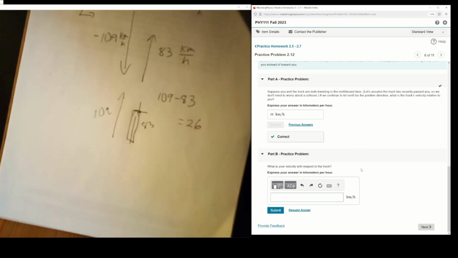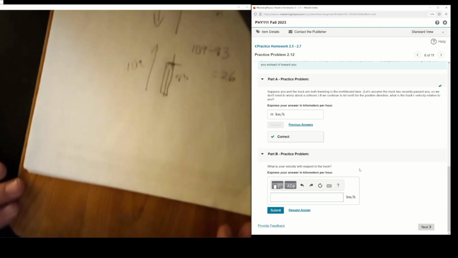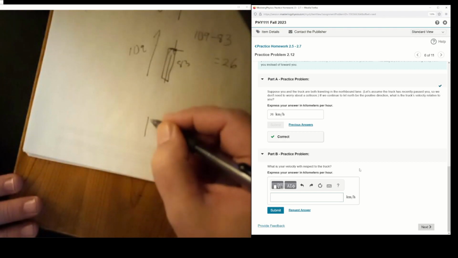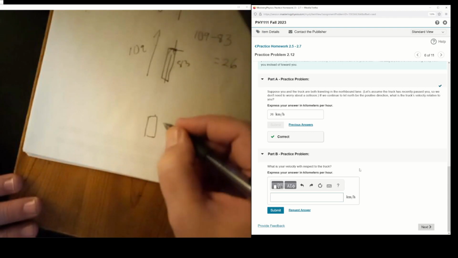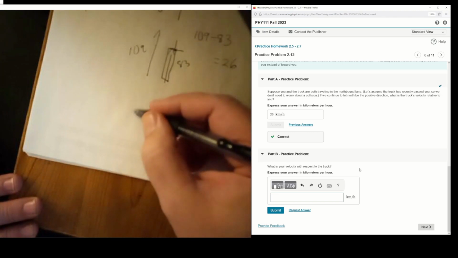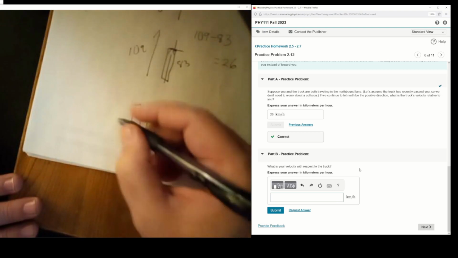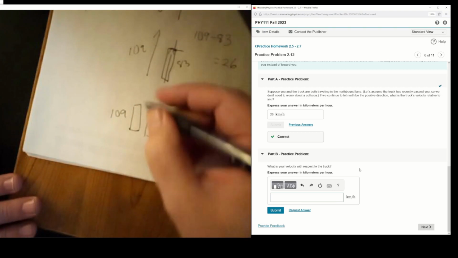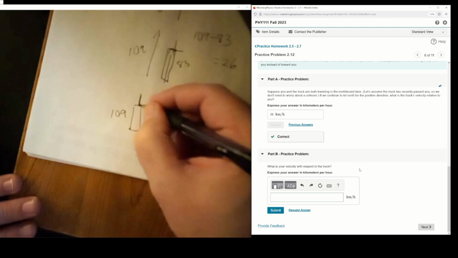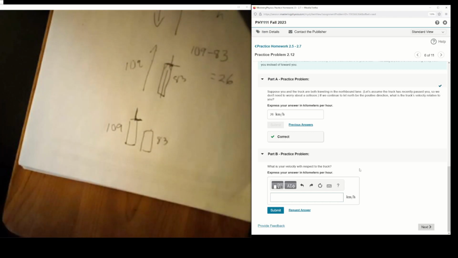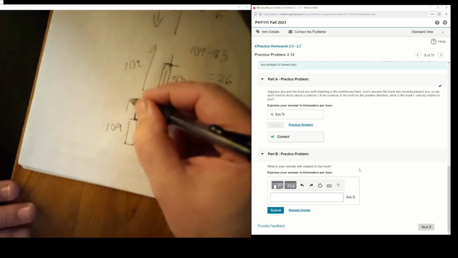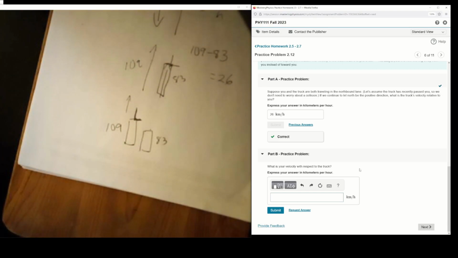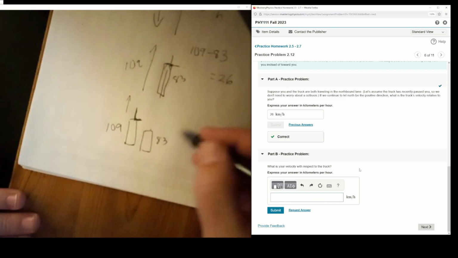And part B, what is your velocity with respect to the truck? So, same picture. We're going north, 83, and the truck is at 109. But now they're saying the coordinate system is on the truck. So now the coordinate system is moving at 109 kilometers north, and so still the same difference. 109 minus 83 is still 26.